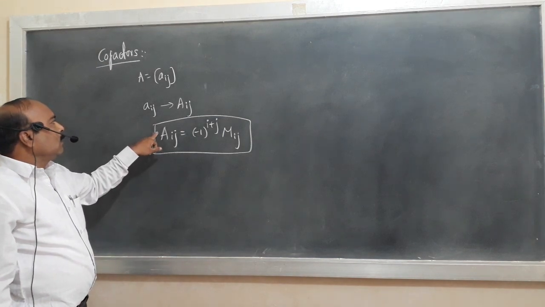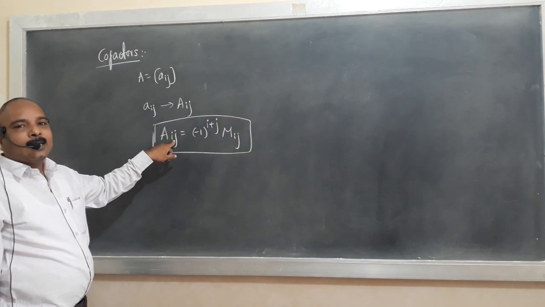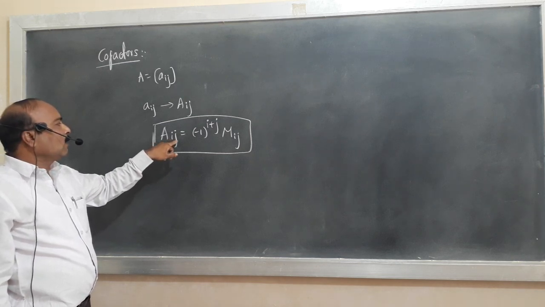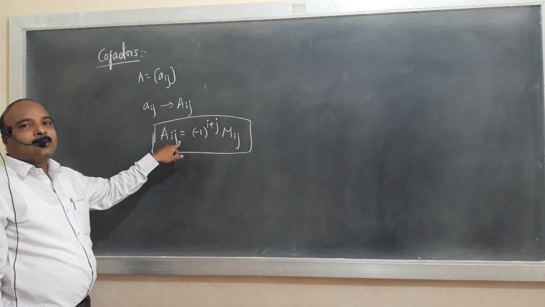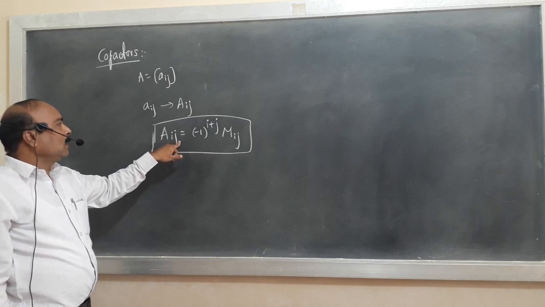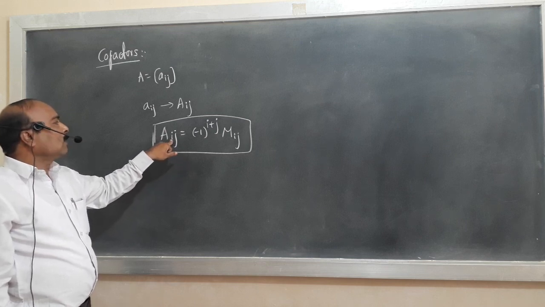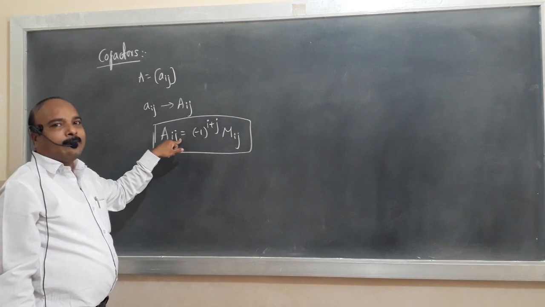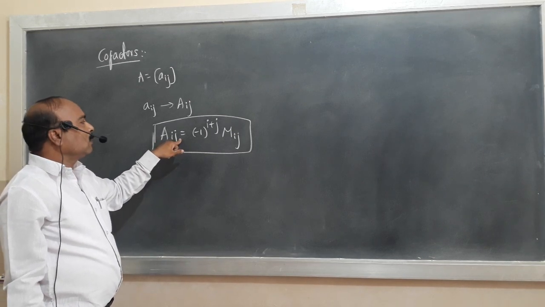Now depending on the i, j value, we get that element's cofactor. Suppose i equal to 1, j equal to 1, we get the cofactor of the element a11. If i equal to 1, j equal to 2, we get the cofactor of the element a12, and so on.